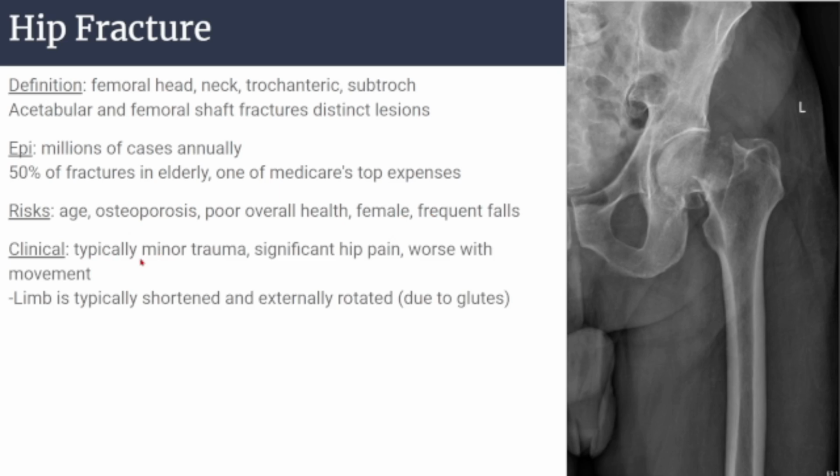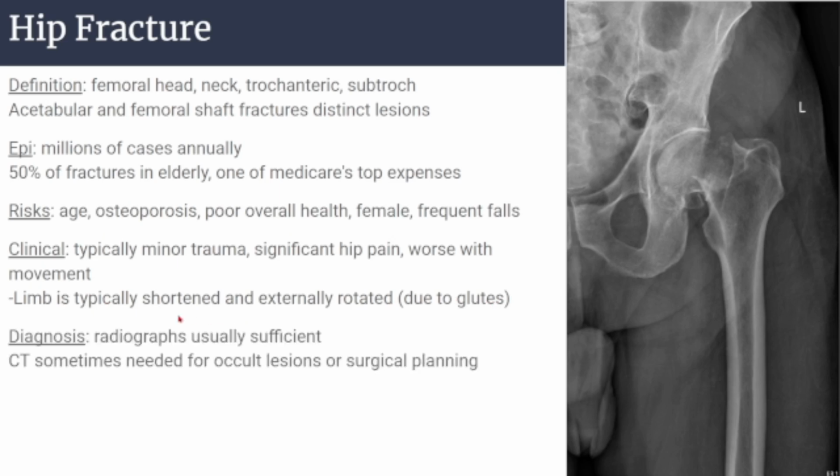These patients typically do not require significant trauma. They have a lot of hip pain, worse with movement, and classically the limb is shortened and externally rotated due to the tone of the gluteal muscles externally rotating there.